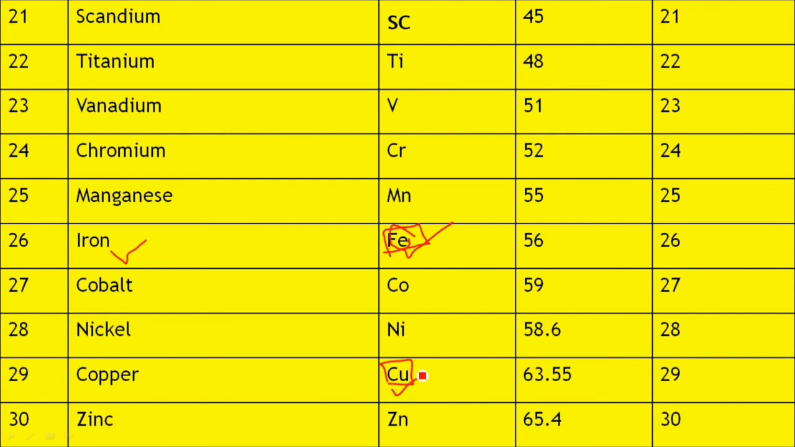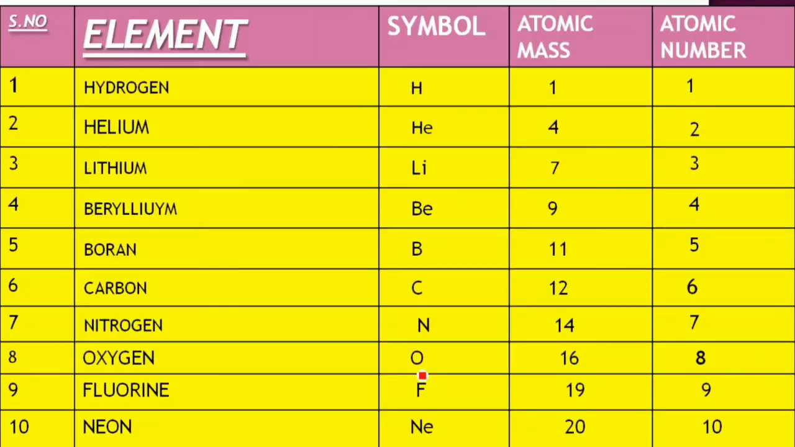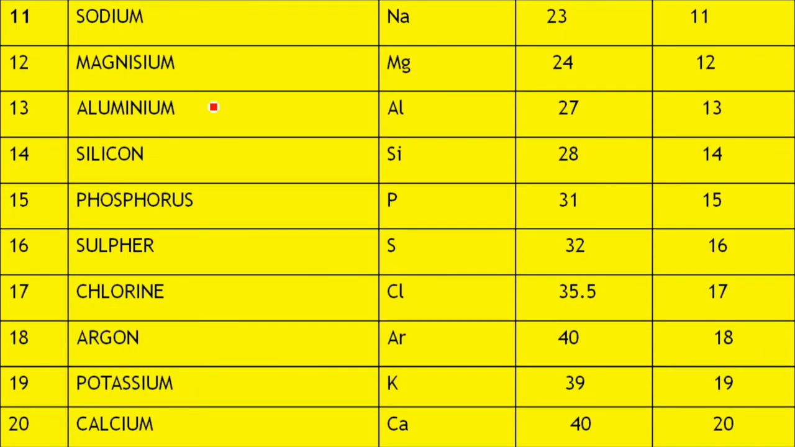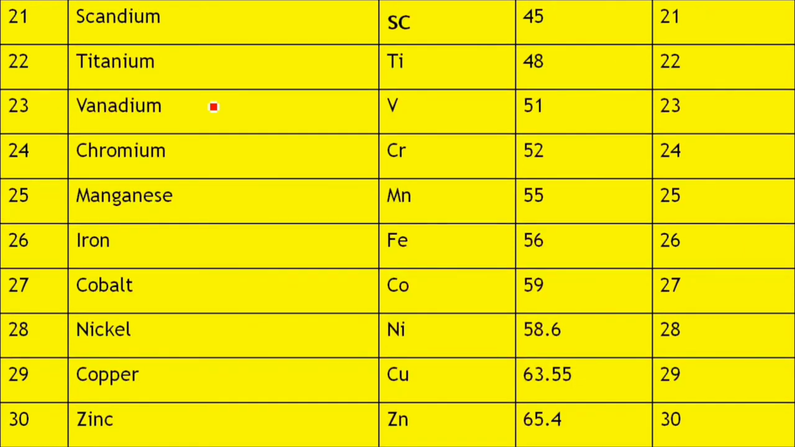For a full explanation, I will read all the elements only once. Hydrogen, helium, lithium, beryllium, boron, carbon, nitrogen, oxygen, fluorine, neon, sodium, magnesium, aluminium, silicon, phosphorus, sulfur, chlorine, argon, potassium, calcium, scandium, titanium, vanadium, chromium, manganese, iron, cobalt, nickel, copper, zinc. These are the 30 elements we have learned now.